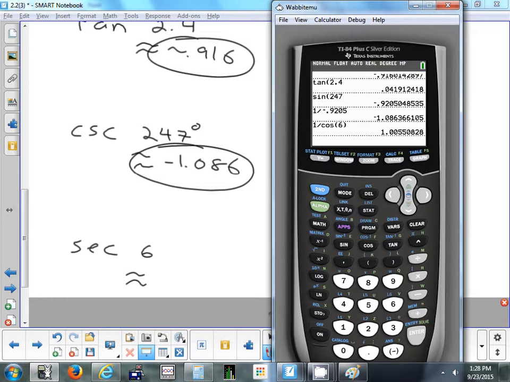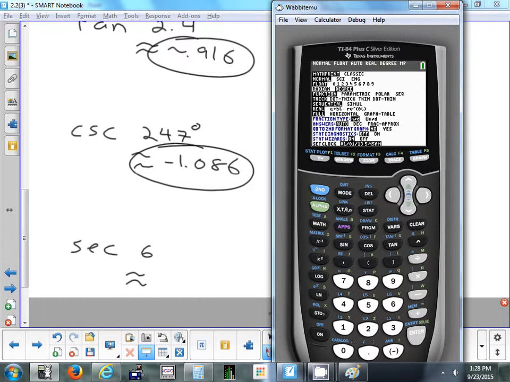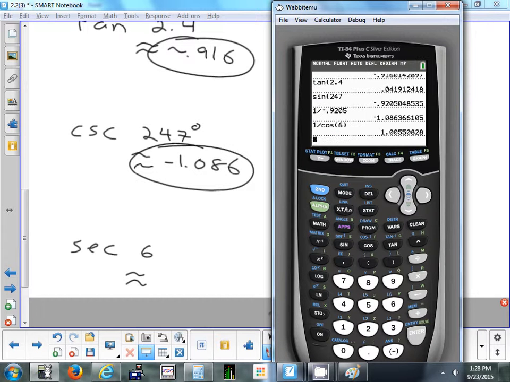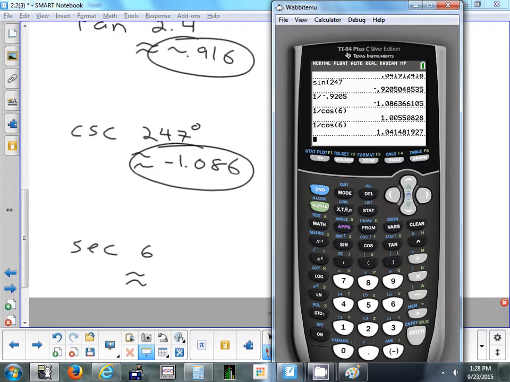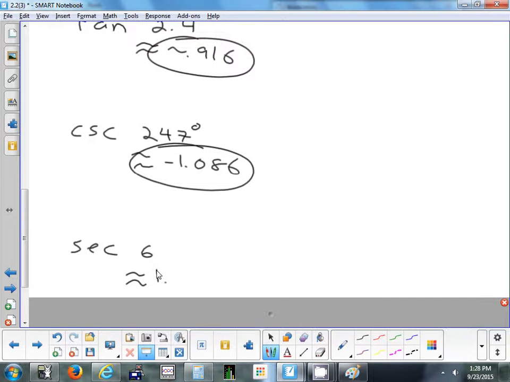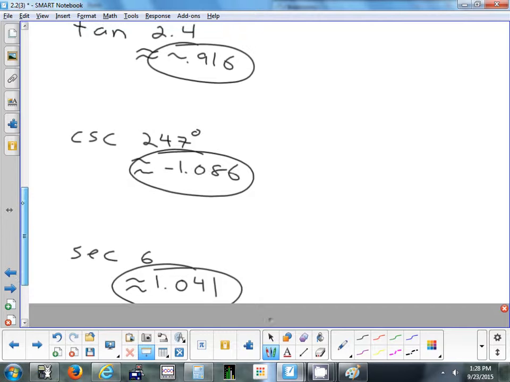Okay, but you should get about, whoops, I made a mistake. I didn't switch back to radians. I'm still in degrees. Did everyone see the mistake I made? I typed everything in right, I was just in the wrong mode. So just type it in again. Now we're good. 1.041.